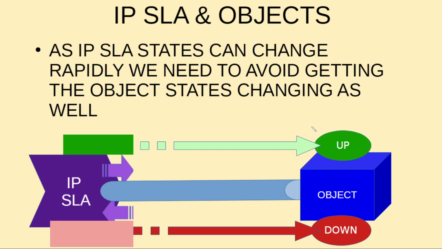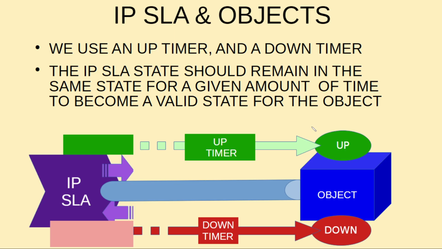As these IPSLA states can change rapidly, we need to avoid having the object states change rapidly as well. So in order to avoid having the states of objects going up and down, we are going to use timers. So the IPSLA state should remain in the same state for a given amount of time given by this timer in order to become a valid state, in order to make the object state change.